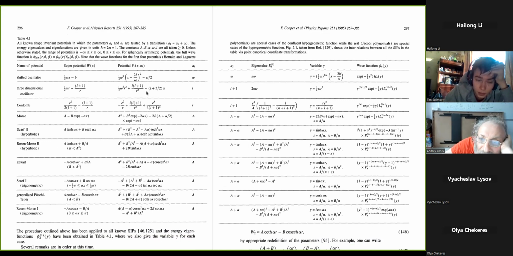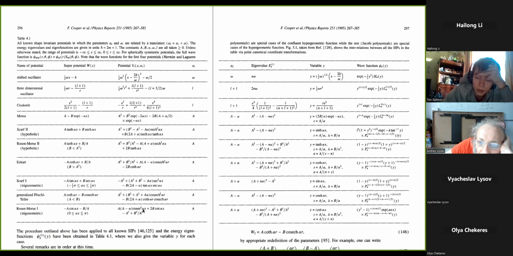Then there's a three-dimensional oscillator, Coulomb, Morse potential, the hyperbolic Scarf 2, which is similar. This is just 1 over hyperbolic cosine squared, and also hypotangent over hypercosine, which can be thought of as what we considered extensively today, but also with different levels at different infinities. So it's asymmetric. Also some trigonometric potentials.